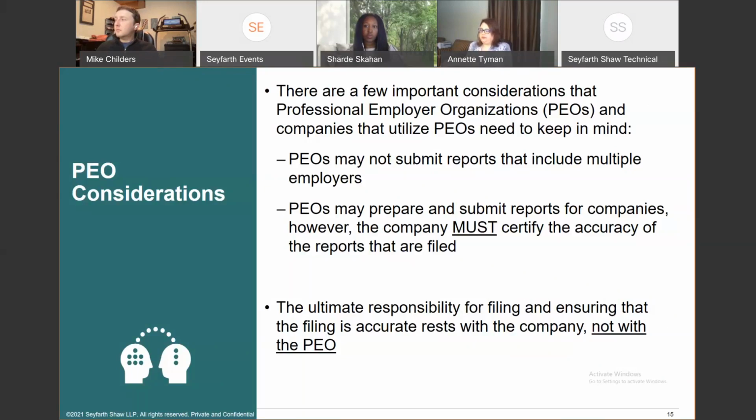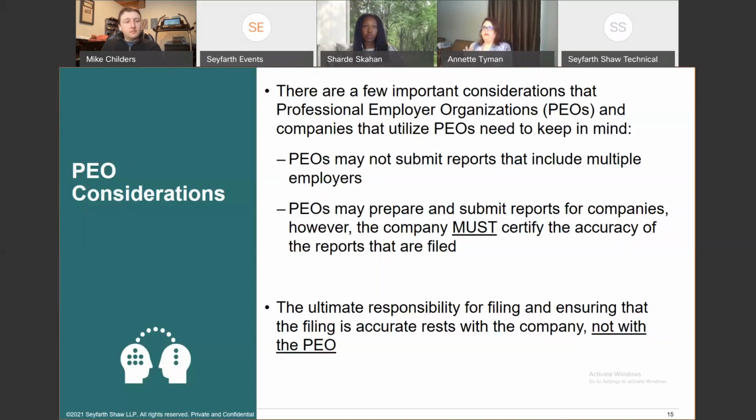One has to do with PEOs. For those employers that are PEO, professional employer organization employers, there's a section that you're going to want to read in terms of the FAQs that just came out. I think a key difference from EEO-1 filing is that a PEO cannot submit reports that include multiple employers. In the past, at least in my experience, the PEOs would typically file one under their name and include the data for all of the different employers. That is not the case under the California pay reporting tool.